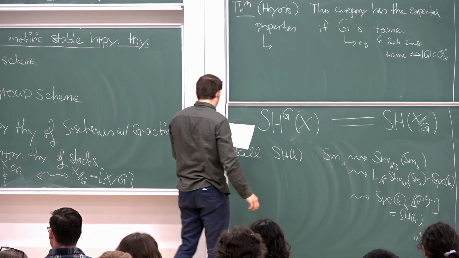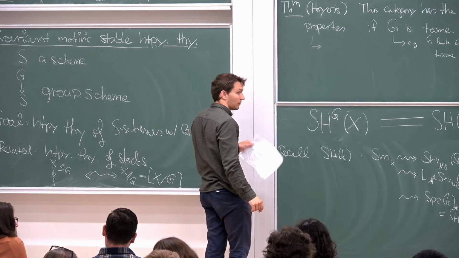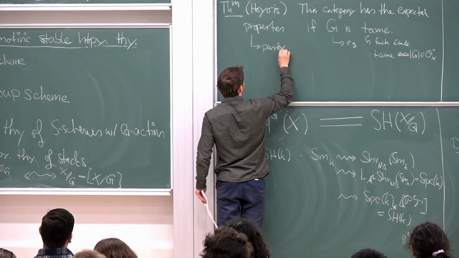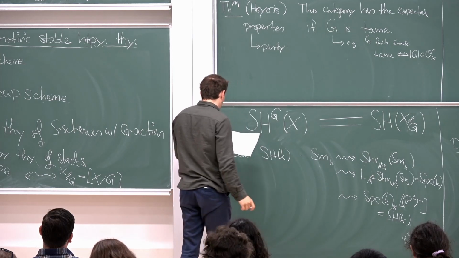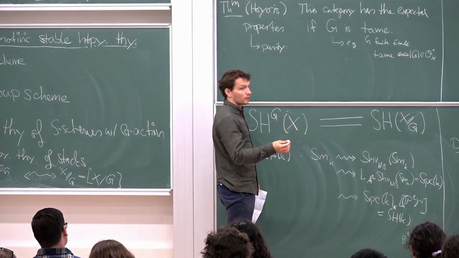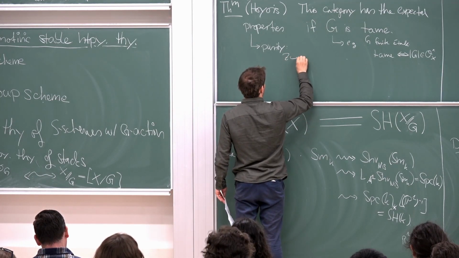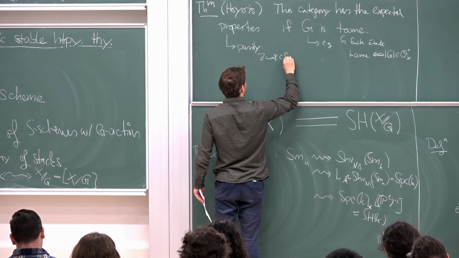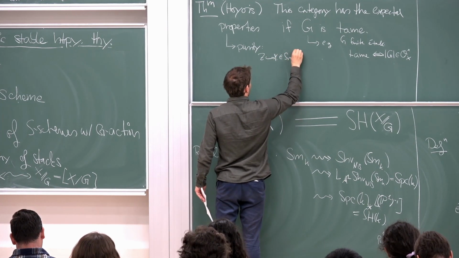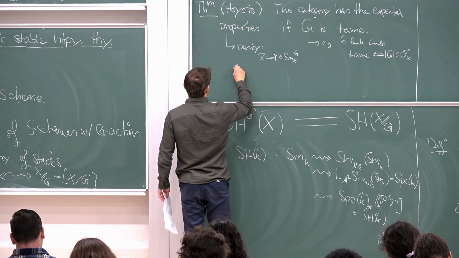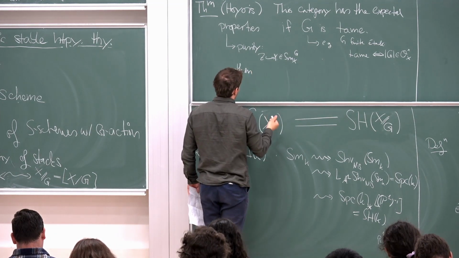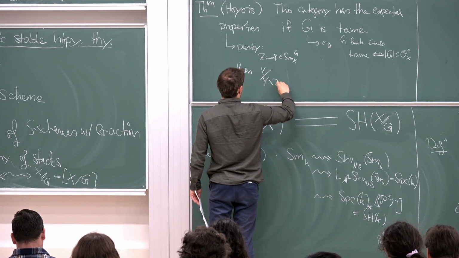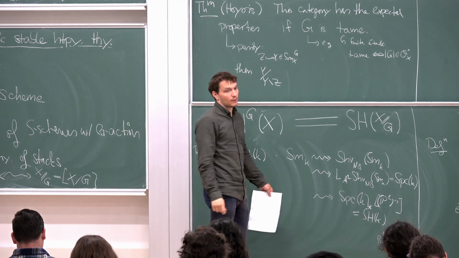Okay, so the main property which you would want is, for example, purity. Which would mean that if I have a closed immersion of smooth schemes, so I have Z into Y, because I'm working over X, then I look at the local neighborhood, which is Y minus Z, and you can prove that this is equivalent to some Thom space.